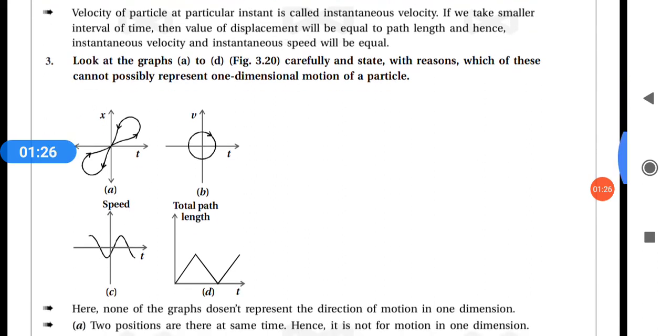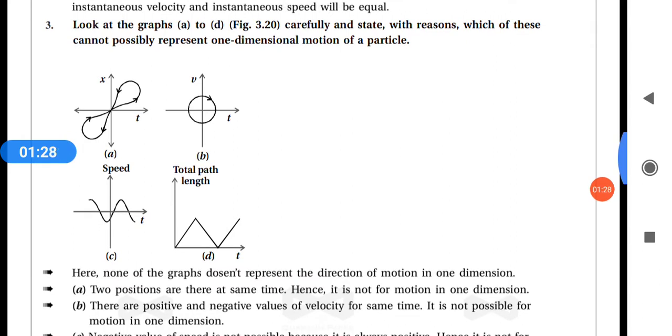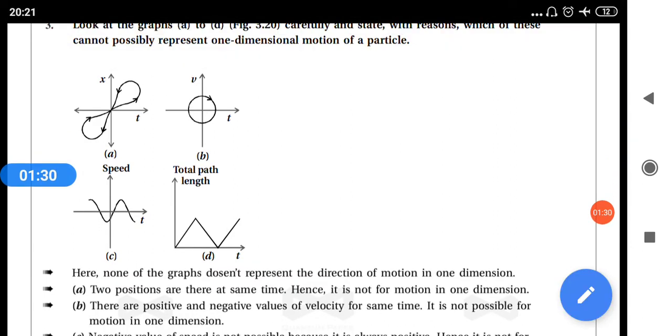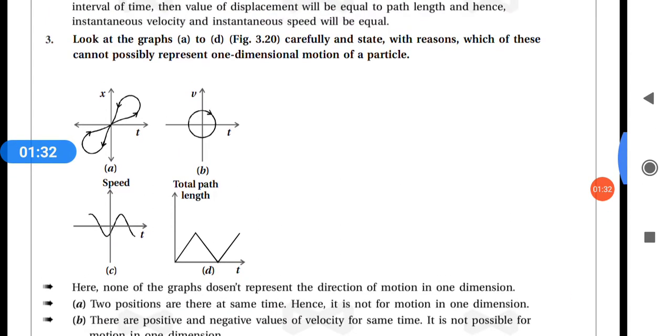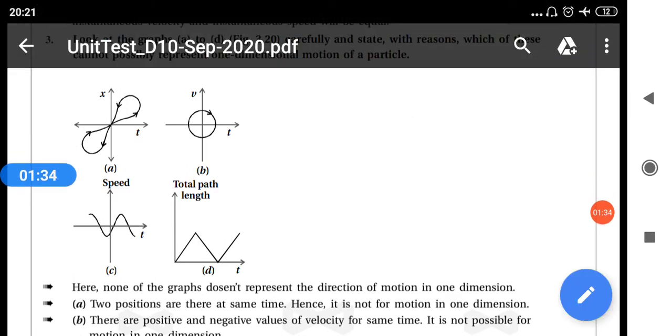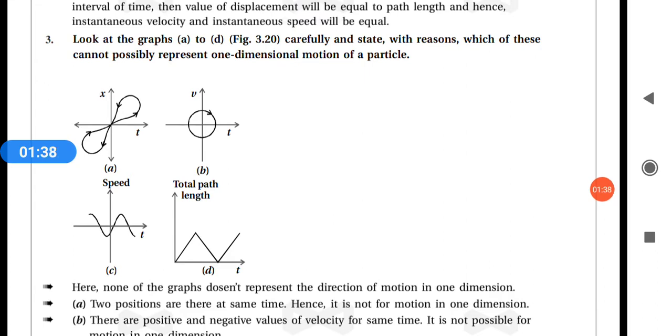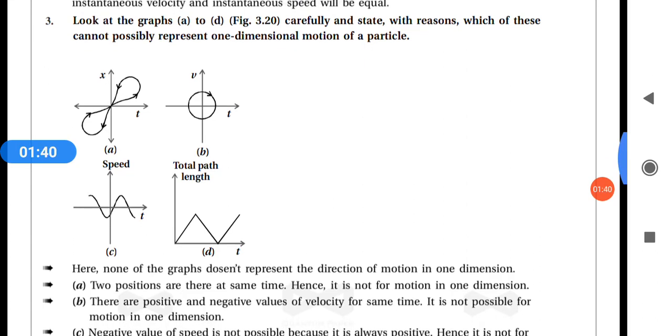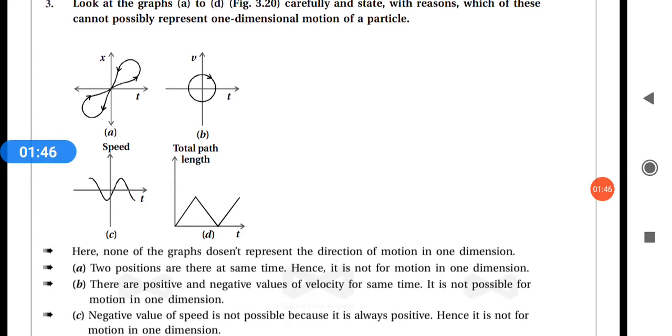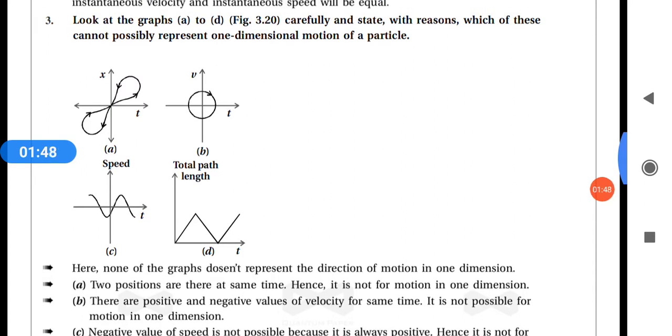Now see here, look at the graphs A to D in figure 3. Look at the figure carefully and state the reason which of these cannot possibly represent the one dimensional motion of a particle.